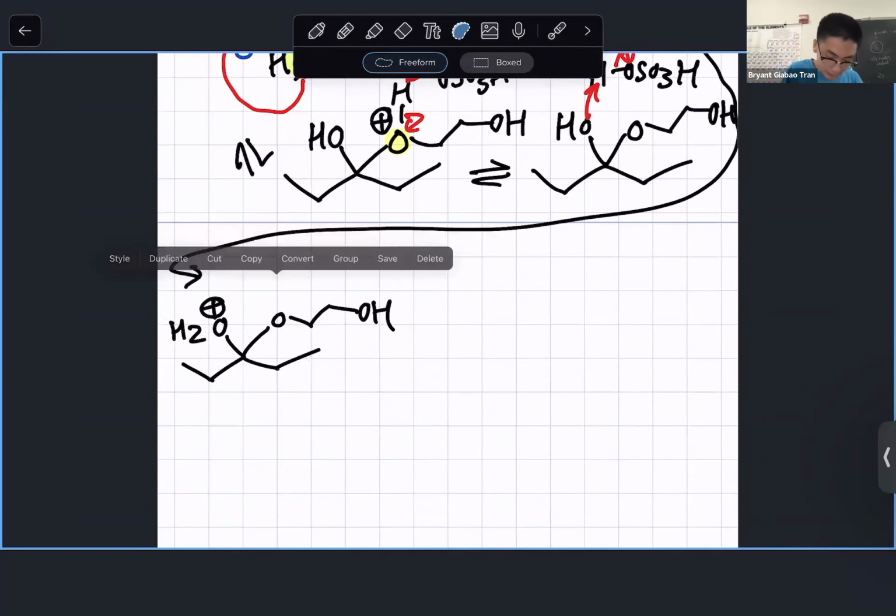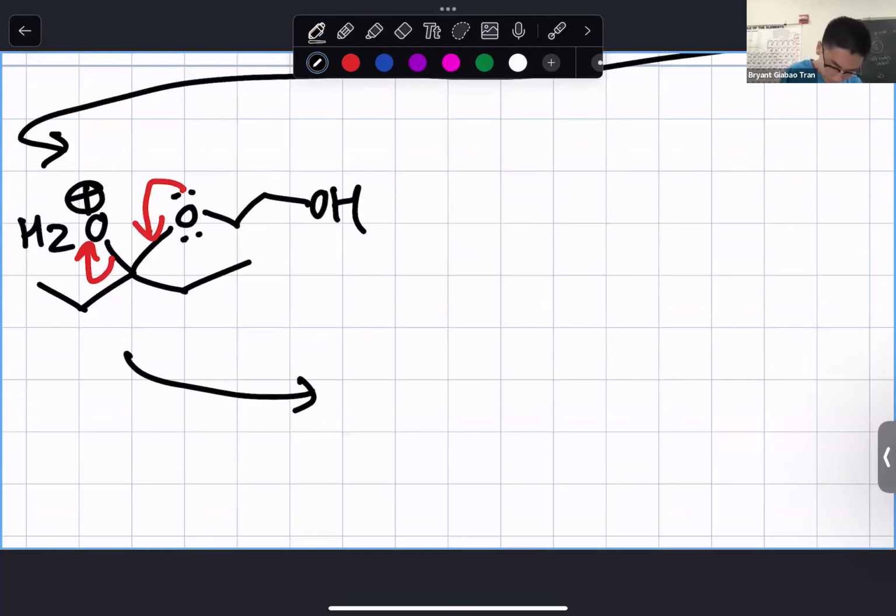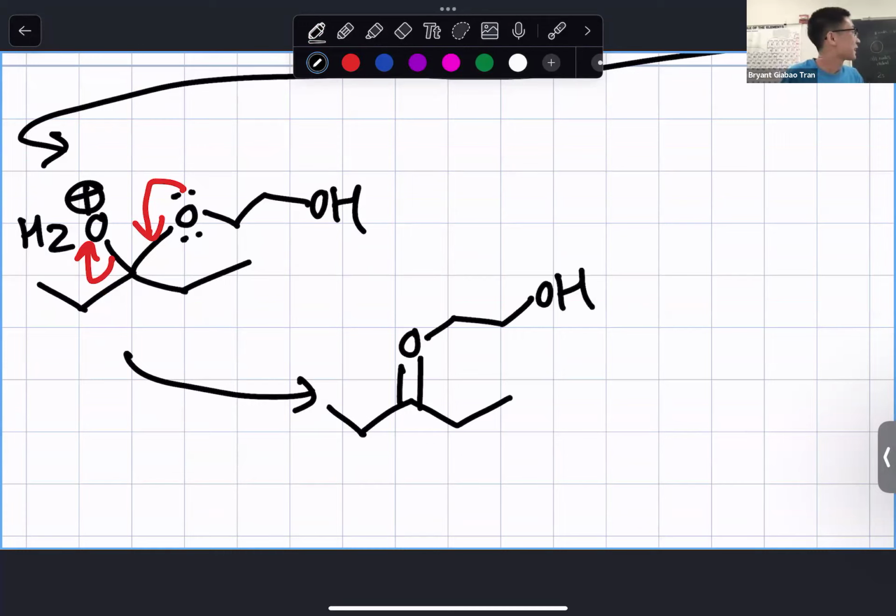Okay, now once we have this good leaving group, we have to drive that good leaving group off by forming a carbonyl between that carbon and oxygen, and then kicking that water out. Right, so water will leave as a side product. Okay. What is missing in the structure? What am I missing?